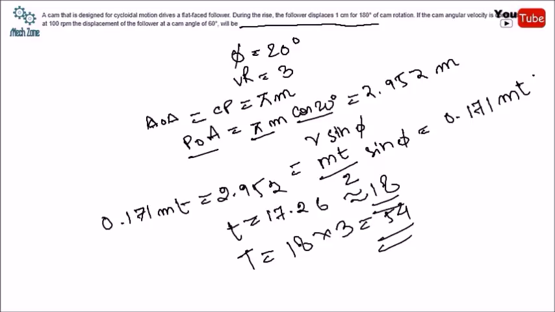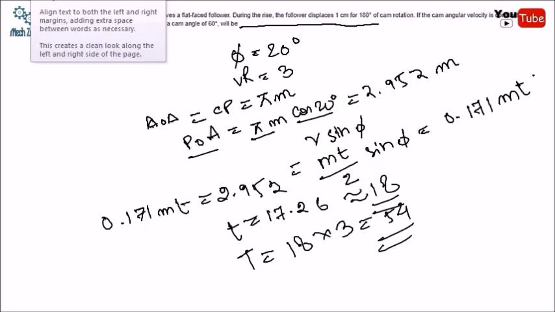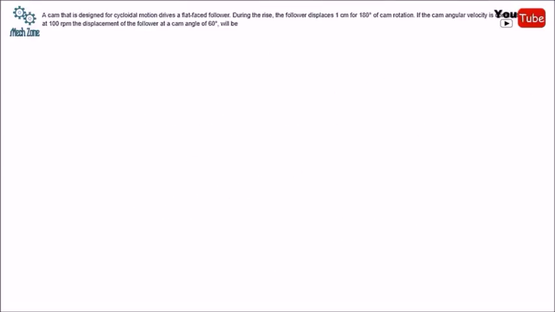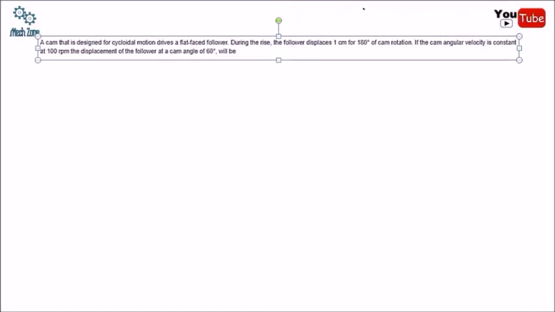And it says a cam that is designed, so this is a question of the cam. A cam that is designed for cycloidal motion drives a flat faced follower. During the rise, the follower displaces 1 cm for 180 degree of the cam rotation. If the cam angular velocity is constant at 100 rpm, the displacement of the follower at the cam angle of 60 degree is asked.